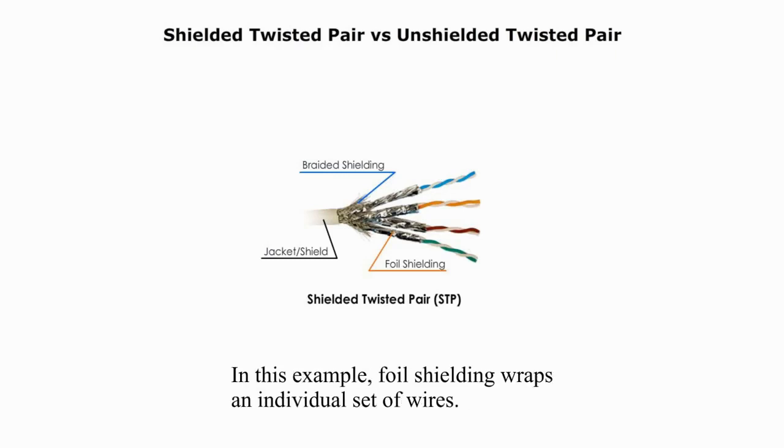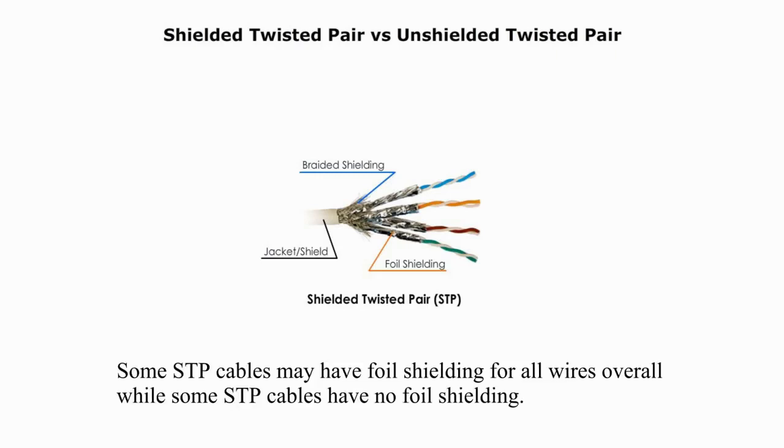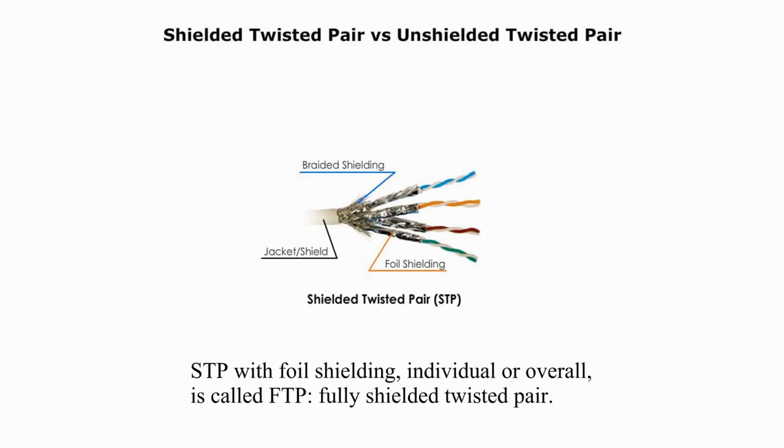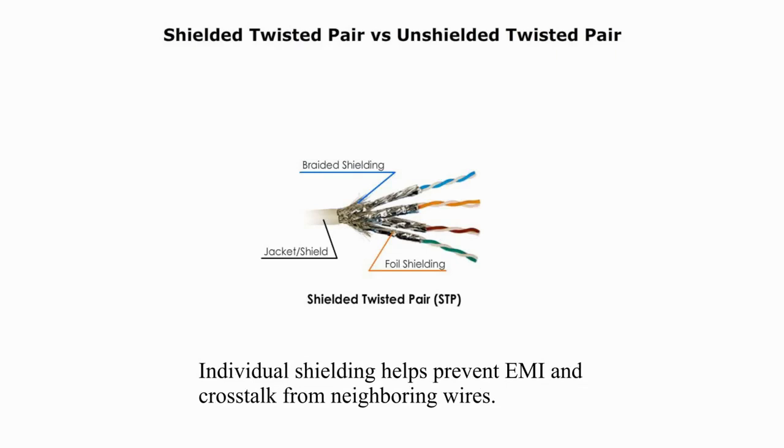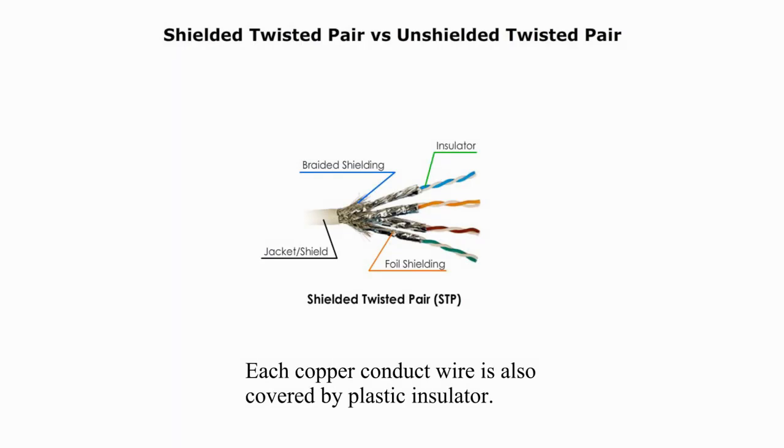In this example, foil shielding wraps an individual set of wires. Some STP cables may have foil shielding for all wires overall, while some STP cables have no foil shielding. STP with the foil shielding, individual or overall, is called FTP, fully shielded twisted pair. Individual shielding helps prevent EMI and also crosstalk from neighboring wires. Each copper conductor wire is also covered by a plastic insulator.